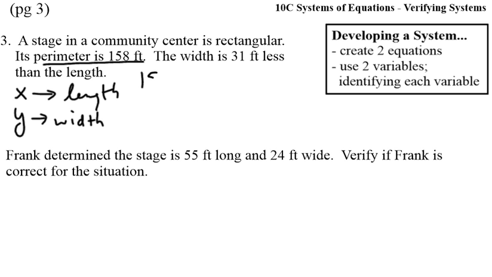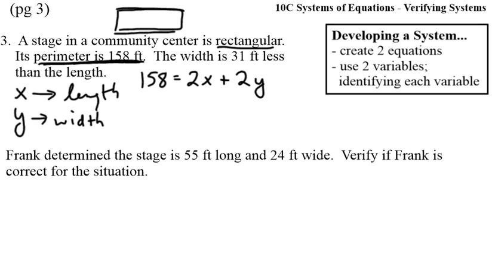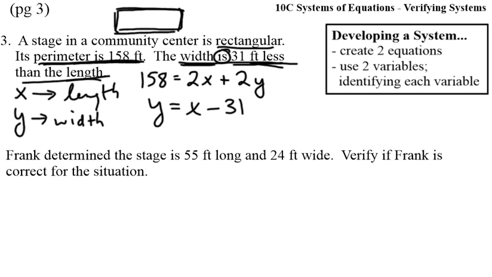So perimeter of a rectangular stage would be 2 lengths plus 2 widths. There's our first equation because we know what the perimeter, the distance around the stage, would be: 2 lengths plus the 2 widths. We also know the width is 31 feet less than the length. Different ways to write it. I see this as width, which is y, is equal to 31 less than the length. So we have the length and 31 less than that. There's the system of equations for this situation.